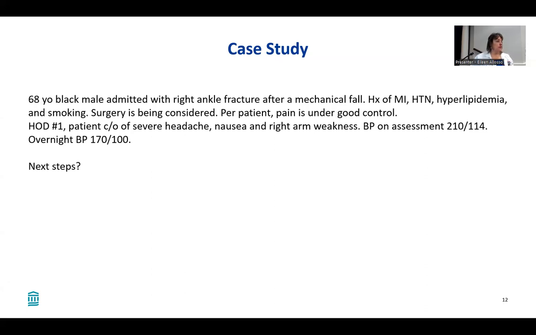So on the first morning after he gets admitted to the hospital, he reports to his nurse he has a really severe headache, he has nausea, and he had some right arm weakness. You do your assessment, you check his vitals, he has a blood pressure of 210 over 114. You do his neuro assessment, you also notice that he's complaining of the headache and he has some weakness. So I just want to ask people, what do you think would be the next steps when you come upon this patient?